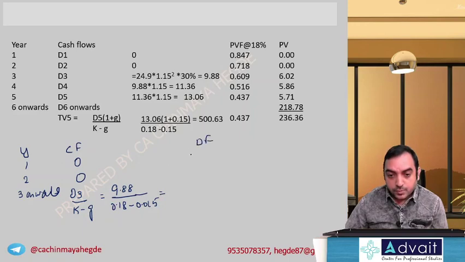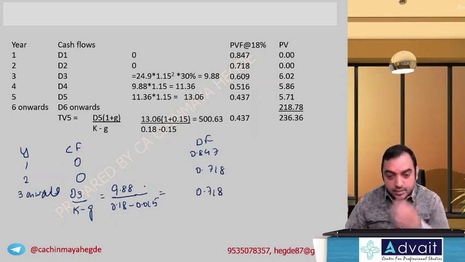Discounting factor 0.847, 0.718. This also will be 0.718. How much do you get? 9.88 by 0.03, I think.